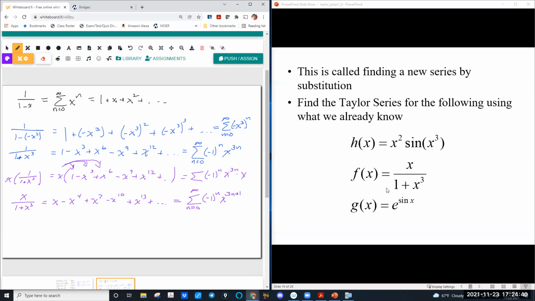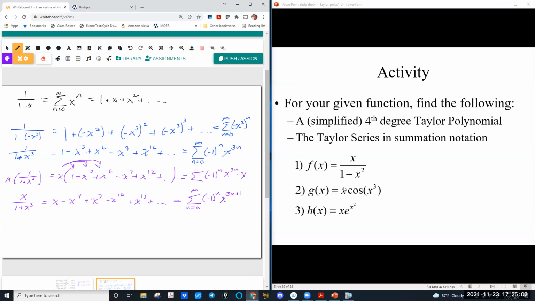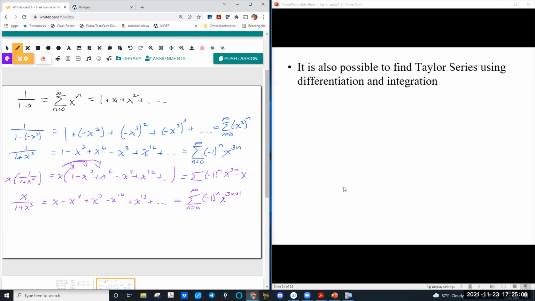Questions about this? So we found this Taylor series using a composition and also using multiplication. Those are a couple methods of taking a known Taylor series and using it to find a more complex Taylor series. We'll look at a couple other ways. We're going to do that right now. We might come back to that to let you try some.